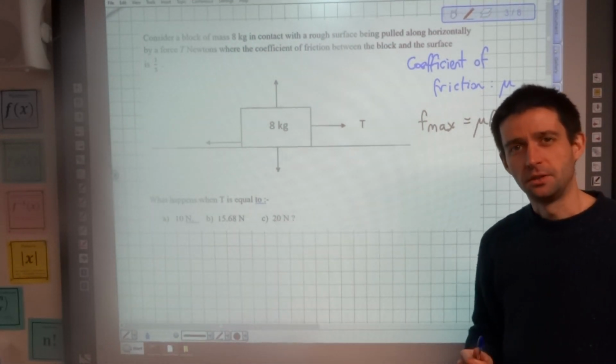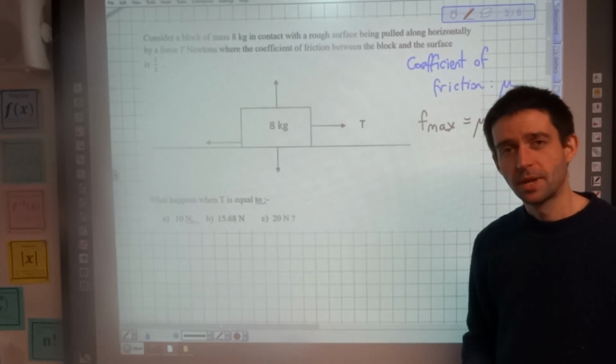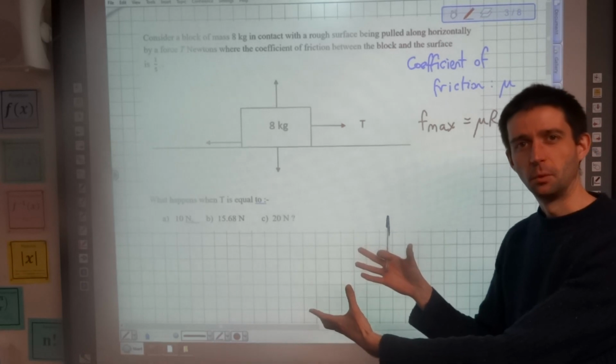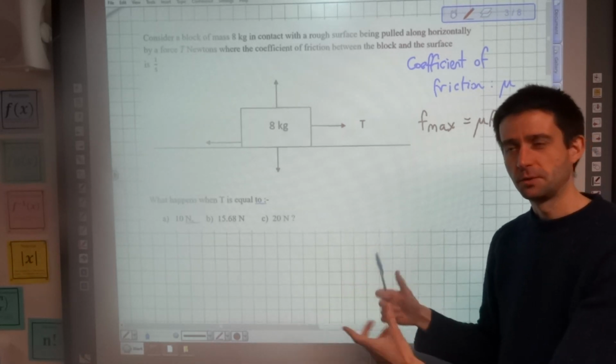This is the first video in the lesson on friction, and I'm just going to be explaining a little bit about how friction works, going through an example where friction has different values.